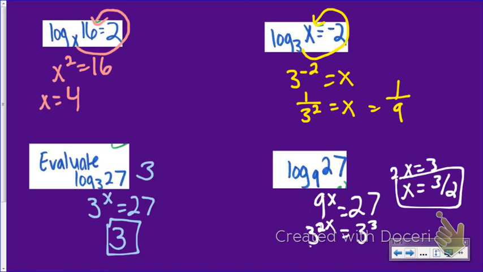And that's all we have for the introduction of logs. We're going to move on a little bit more after this and look at some properties of them and other things we can do, but that's it to start.